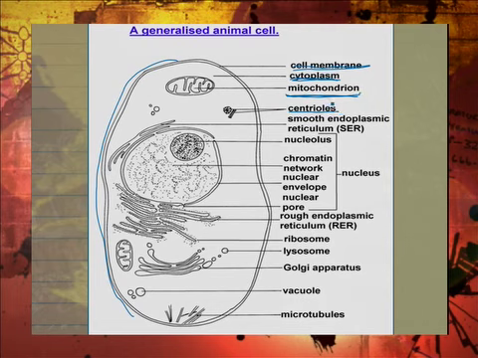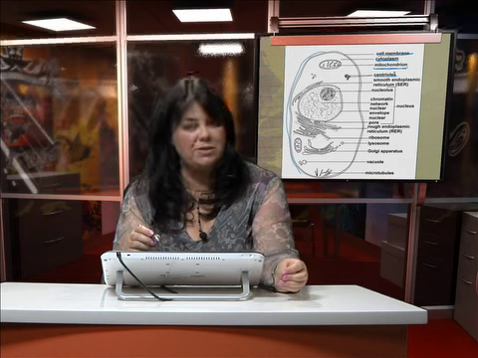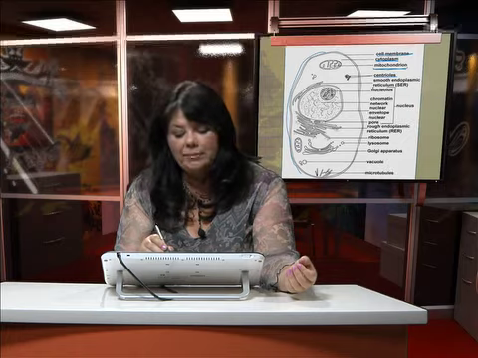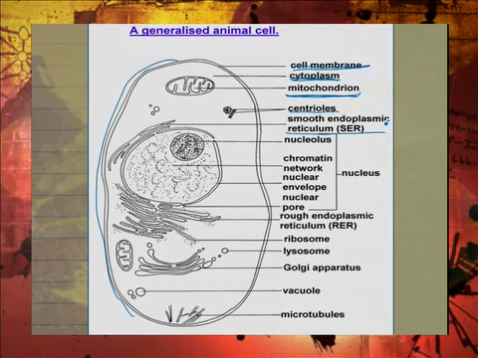Centrioles are also present, but only in certain cells, and they're responsible for cell division and for a very specific aspect of cell division, which we'll come to in a later lesson. We come to two different kinds of organelles which are named pretty similarly: rough endoplasmic reticulum and smooth endoplasmic reticulum.